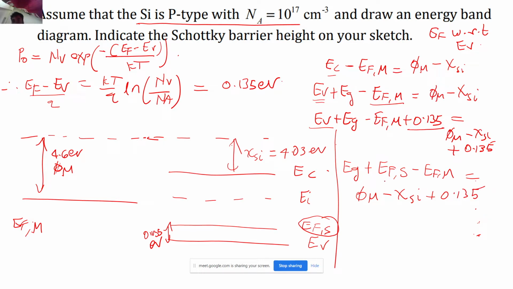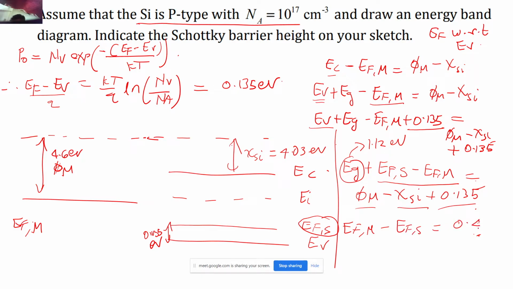So now I just wanted to know this term. I know the value of EG, EG is 1.12 for silicon, correct? I know chi Si, I know phi m, and this 0.135 is also there. So if you calculate this difference, then EF of M minus EF of S comes out to be some 0.415 electron volts, correct? So what this suggests is that the Fermi level on the metal side is much higher as compared to the Fermi level on the semiconductor side, correct?